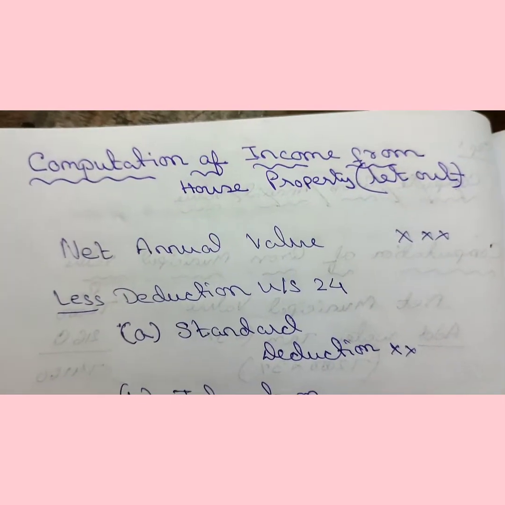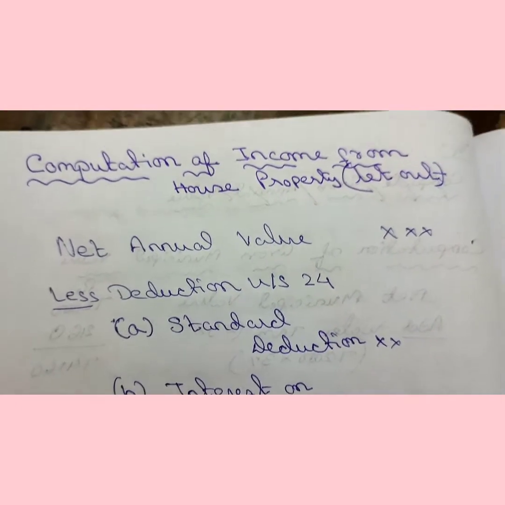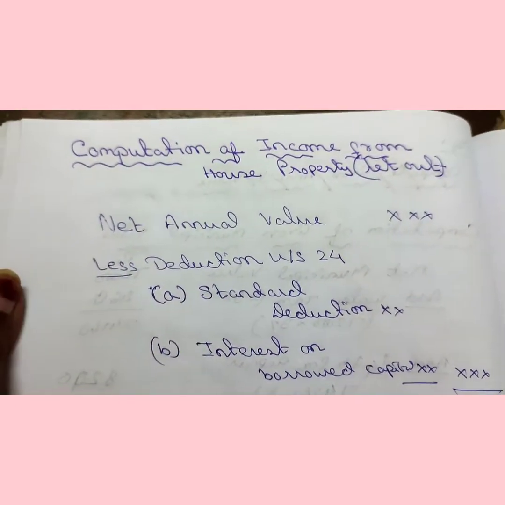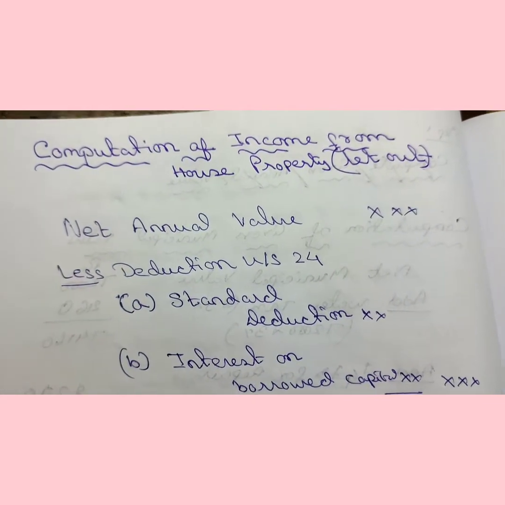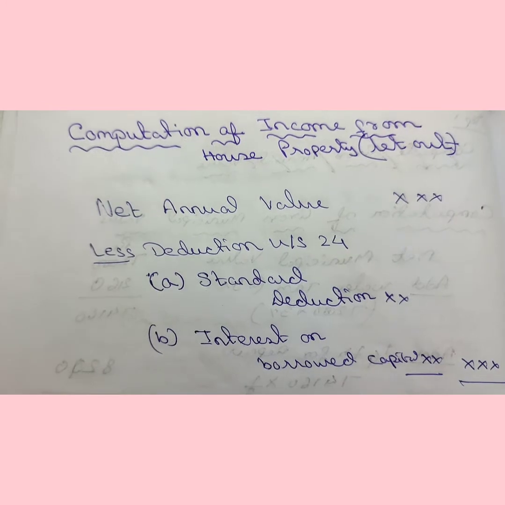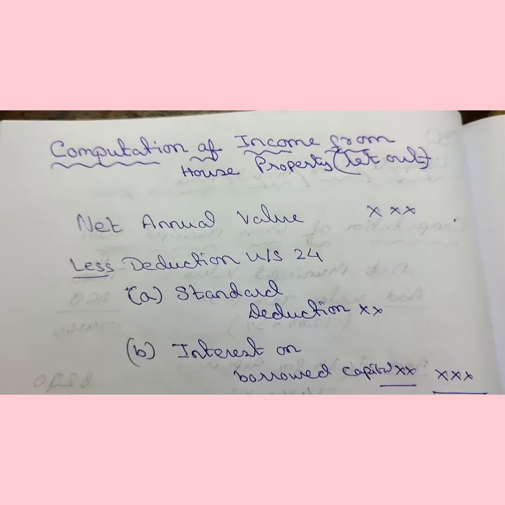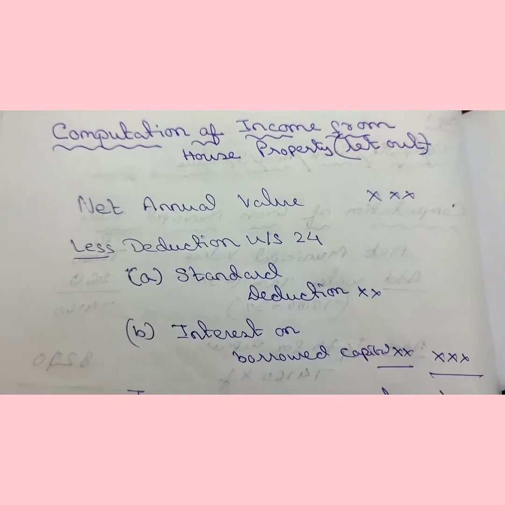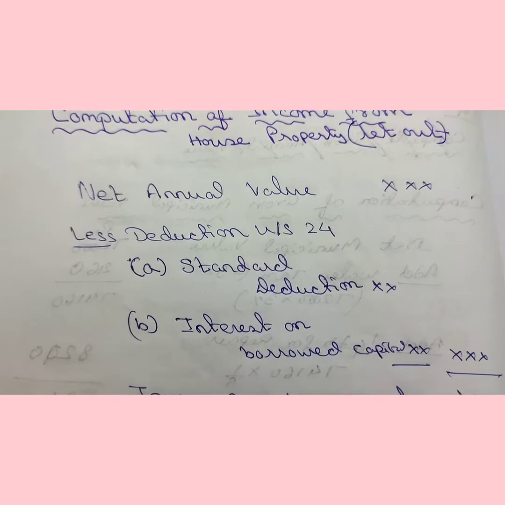Now in your syllabus it includes 2 types of house. One is computation of income from house property which is let out. For this you already know how to calculate net annual value. Those steps we have already completed.